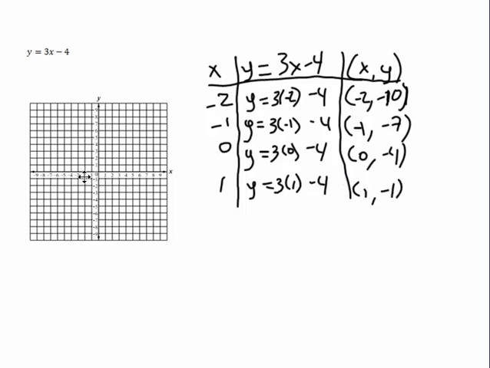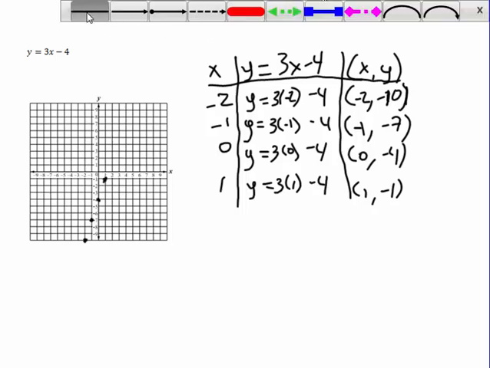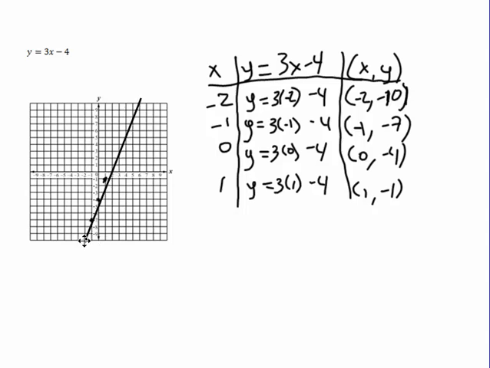Okay, I can plot these points. Negative 2, negative 10, that's way down here. Negative 1, negative 7. 0, negative 4. 1, negative 1. And now I can draw my line. Goes through all those points. Boom! Got it. Feeling real good. Oh, that's supposed to be an arrow. I got sloppy. I'm sorry, you guys.